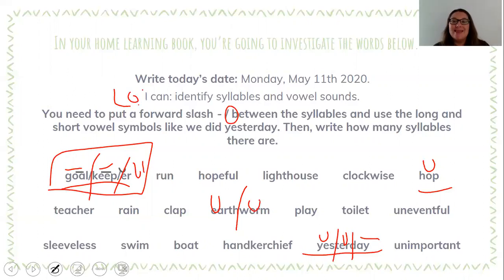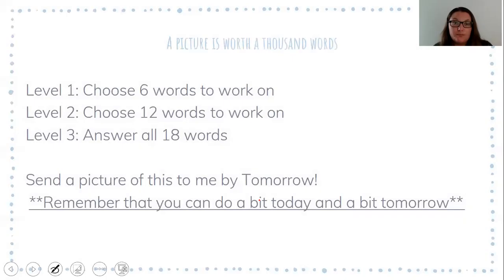So hopefully that makes sense and you guys kind of understand what you need to do. Remember that you need to do syllables and vowel sounds, so it's a mix of both. Okay, now remember, level 1, you need to pick 6 words. If you choose the 3 that I've done for you, you still need to choose 6 words, so you'll have 9 altogether. For level 2, if you choose 12 words, if you choose 3 that I've done, you need to do 15, okay? And level 3, you just have to answer all the 18 ones, okay?